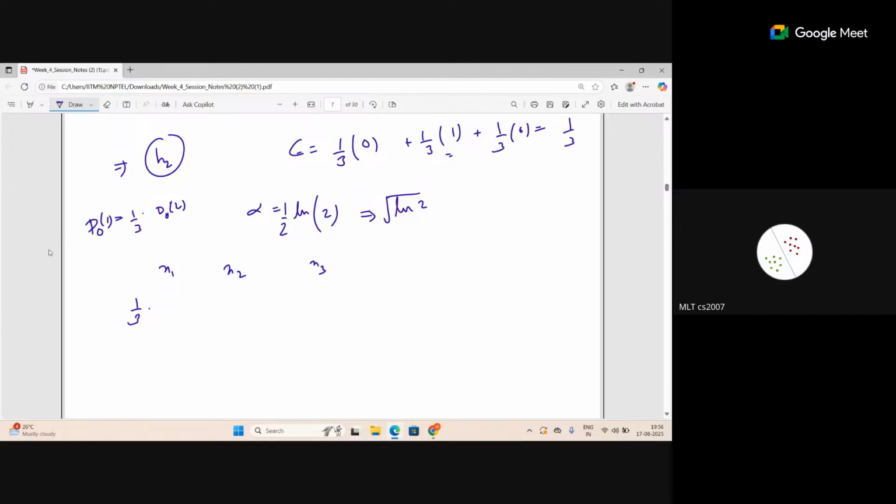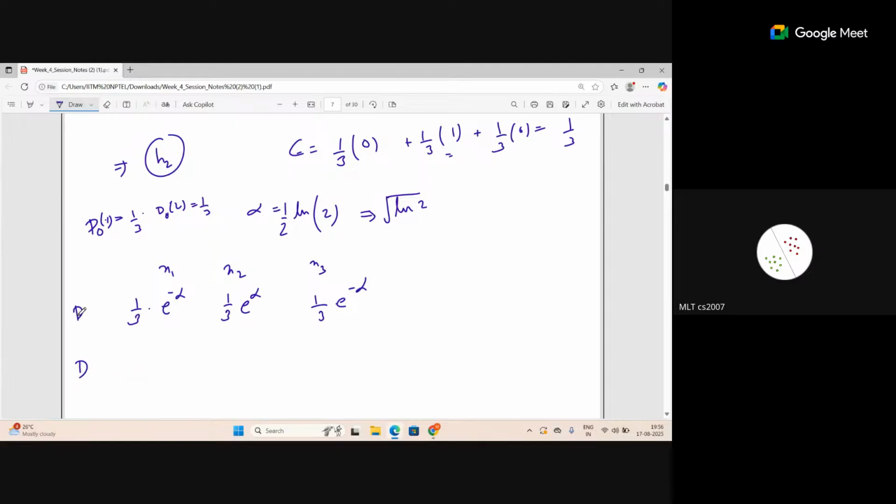d0 of 2. So basically it is x1, x2, x3, right? For each of the data points, it was like this. So now the updated one will be 1 by 3 e to the power minus alpha. Then here it is 1 by 3 e to the power plus alpha. Here it is 1 by 3 e to the power minus alpha. Now the final updated weights, normalized updated weights will be.